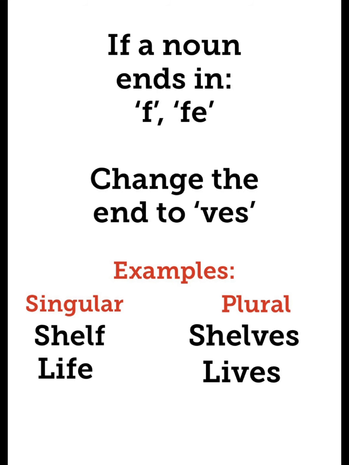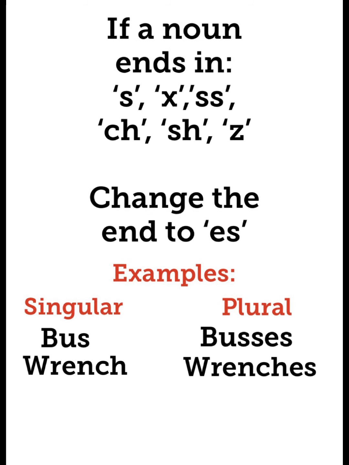If a noun ends in F or FE, usually you can change the ending to VES. Examples: shelf turns into shelves with a VES at the end, and life turns into lives with a VES at the end. If a noun ends in S, X, SS, CH, SH, or Z, you can change the ending to ES. Some examples are bus turns into buses with an ES. Wrench turns into wrenches with an ES.